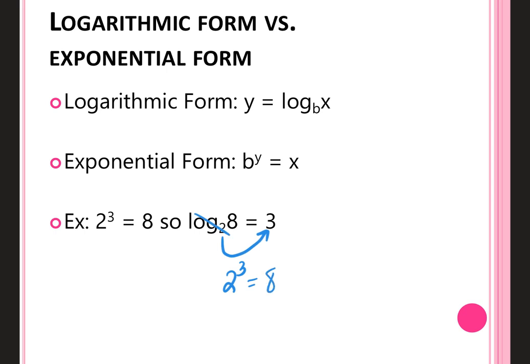You need to know how to go in both directions, from log to exponential, and then also from exponential to log. So the base on the exponential function becomes the base on the log. Those two part ways, the 8 comes over with the log, and the 3 goes to the other side. Again, some of your questions might simply ask for you to convert from exponential to log, or log to exponential.